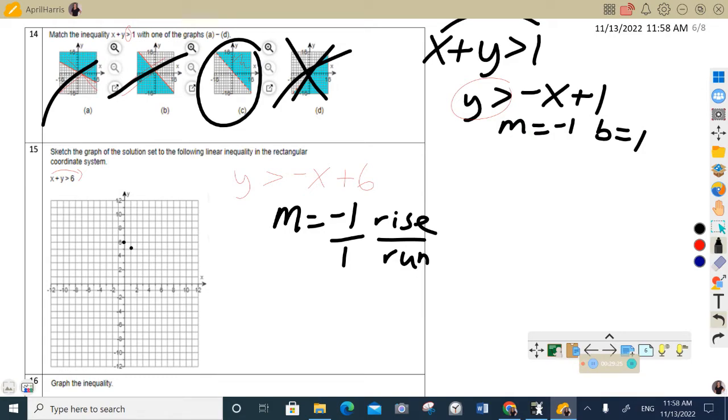Make sure you make your line dotted. So I'm going to make mine. And then we also have to decide where we're going to shade, above or below. Well, if it's y is greater than, you shade above. I do want to remind you that if you have to multiply or divide by a negative with an inequality, remember to flip your inequality.